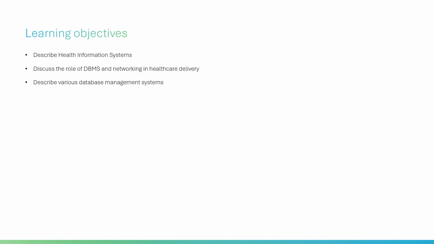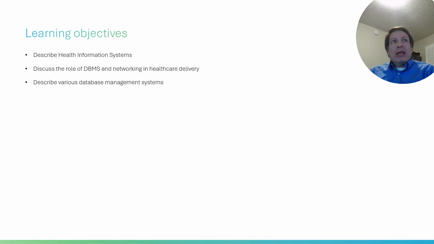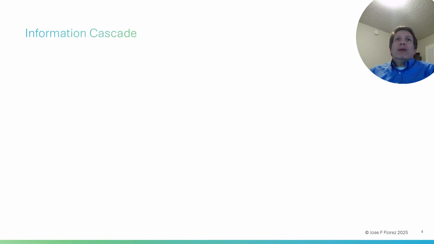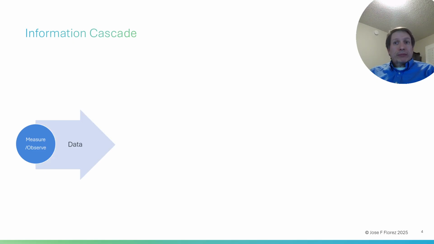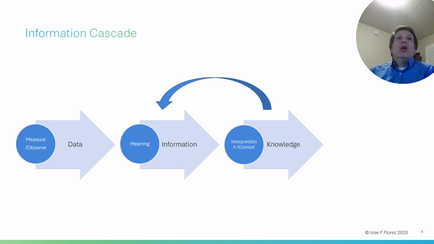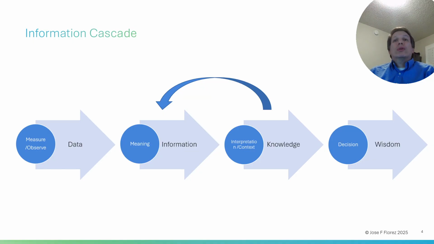Let's start with the concept of health information systems. To approach this, we need to remember what we have been talking about, the information cascade. Things that we measure or observe, we call the data. Anything that we can measure with an instrument, with our senses, or that we can observe is going to be called data. That data, when we provide meaning, becomes information. That information, when we provide interpretation or context, creates knowledge. That knowledge helps us to interpret new information and create new knowledge. And then we can use that knowledge for making decisions, and some authors call this wisdom.